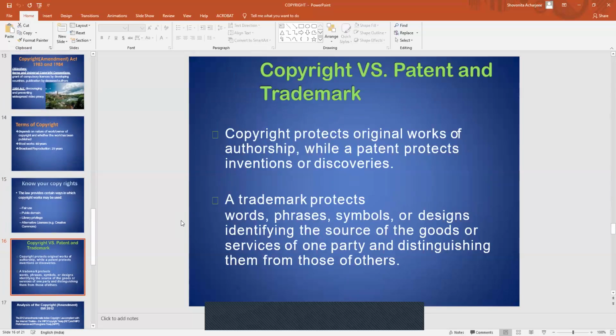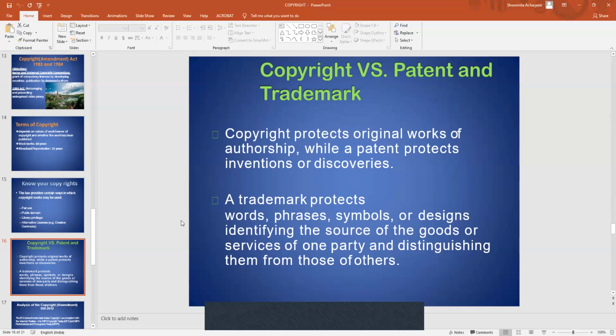Now, if we differentiate copyright versus trademark and patent, copyright protects the original work of the author, while patent protects the invention. Trademark protects the words, symbols, phrases, designs identifying the source of goods and services of one party and distinguishing them from those of the other. So each of the three sectors of IPR differs in its own way, but altogether the one common thing they are doing is protecting a person's intellectuality.